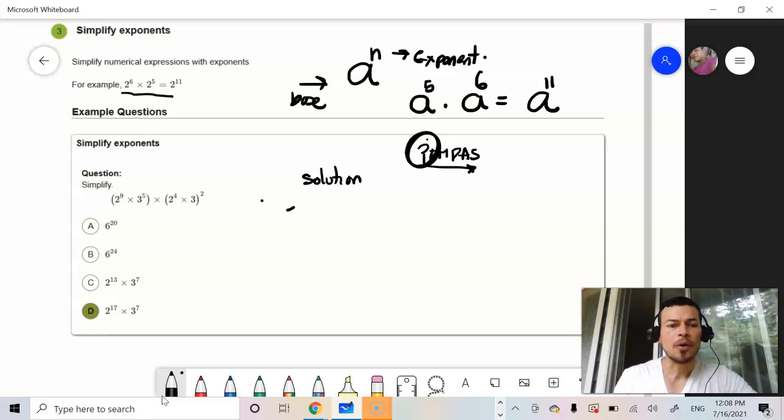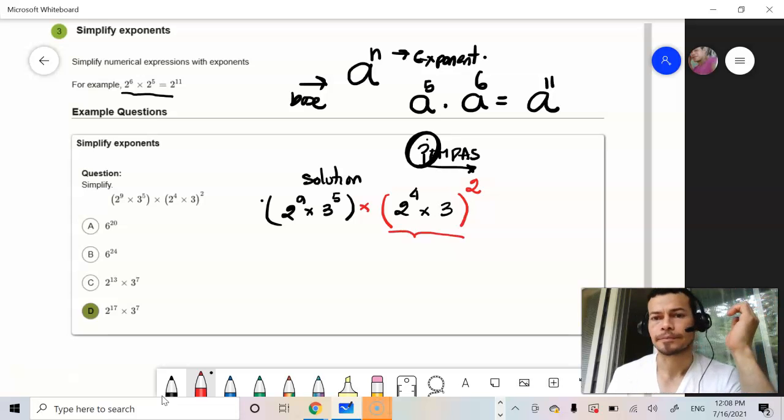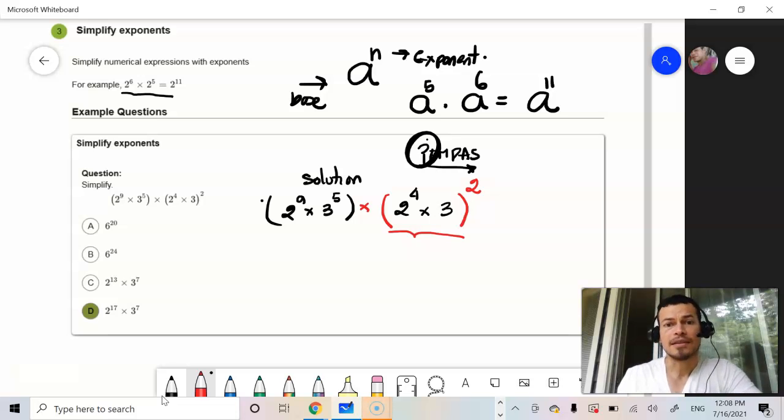So I'm going to write the whole thing here: 2 raised to the power of 9 by 3 to the power of 5, parentheses, and let me write here by, then I have 2 to the power of 4 by 3, okay, and then I have a parenthesis here, and I have to the power of 2. I told you that I was going to start here, and that's what I'm going to do. So now, another rule of exponents is this one here. This is the first rule that I explained to you, but that's not the only one.